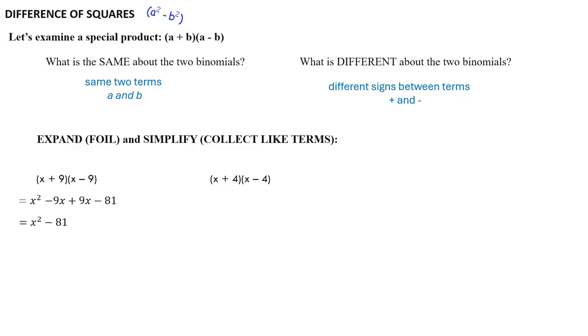Here we have a similar example. We have two x's and two 4's separated by a positive and a negative sign. So x plus 4 times x minus 4. When we multiply the x's together, we get x squared minus 4x plus 4x minus 16. Collecting the like terms, we're left with x squared minus 16.